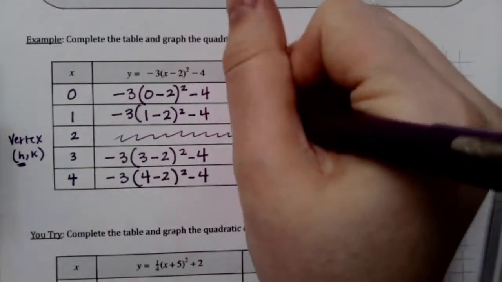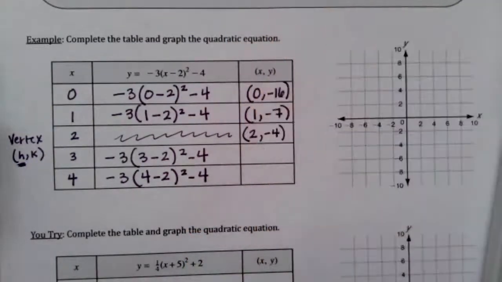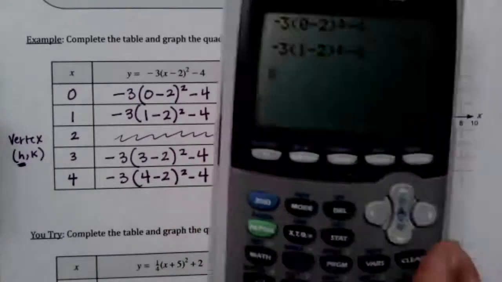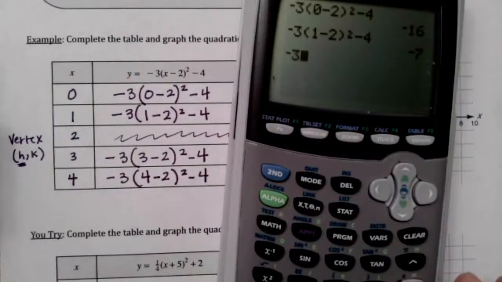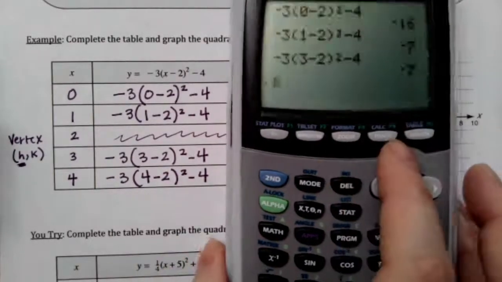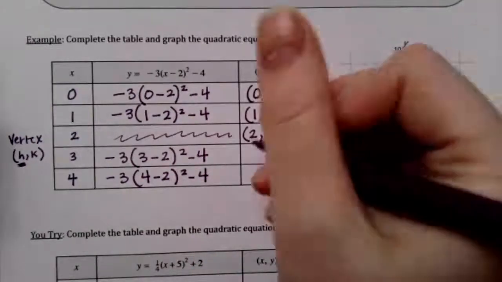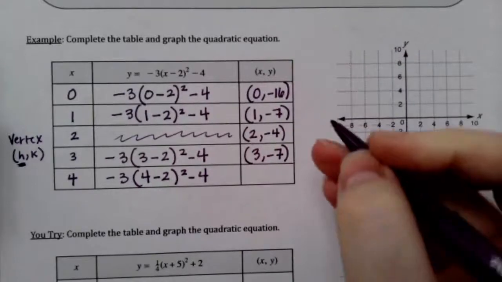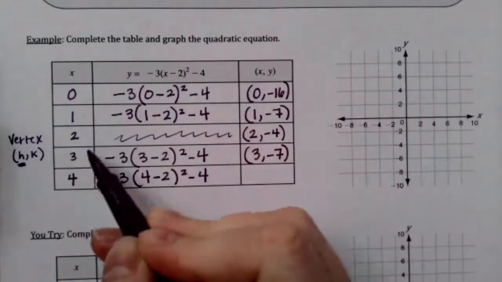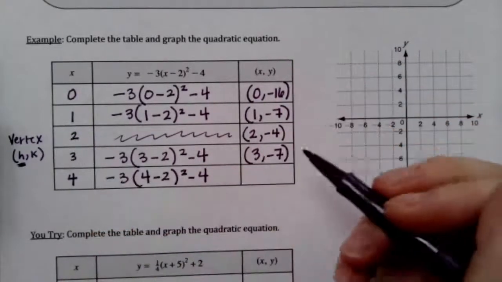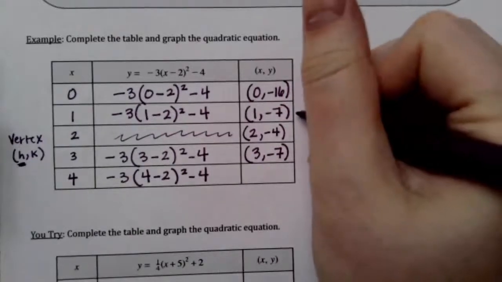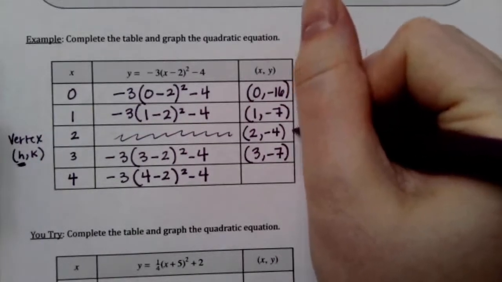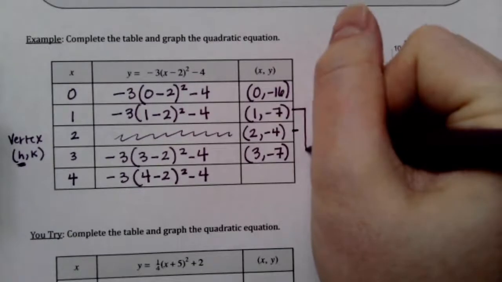So I have 1, -7. Down here, I also get -7, and that's a good sign. So this is 3, -7. And so you'll notice that if you picked the correct middle, you should have matching values. So the middle one is its own person, but then these two should match.